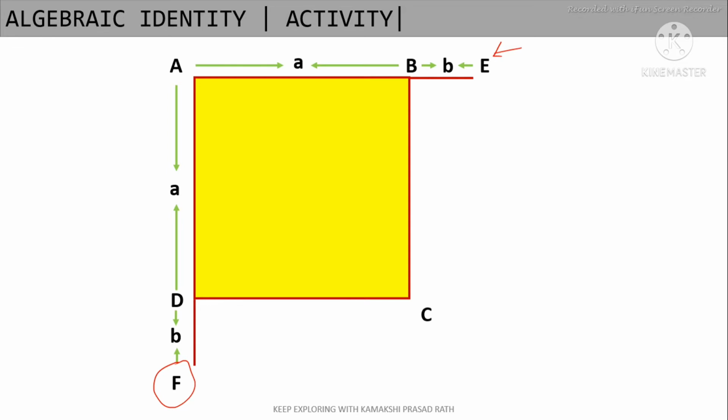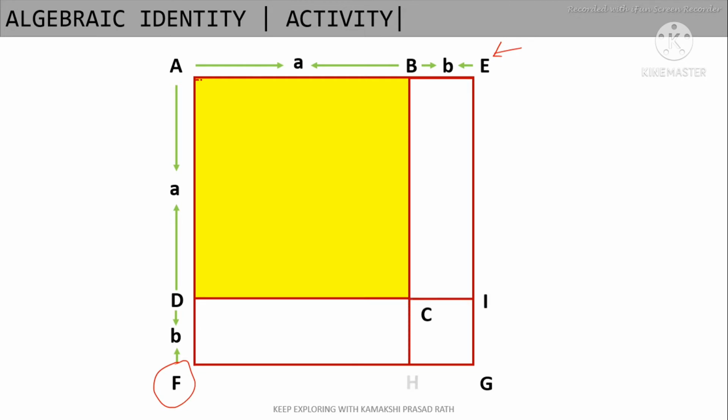Next, let us complete the figure AEGF. As you can see here, we have completed the figure AEGF. Then let us produce BC and DC towards the sides FG and EG to meet at I and H. So here we can see AEGF forms a complete square, because all the sides of AEGF are the same.